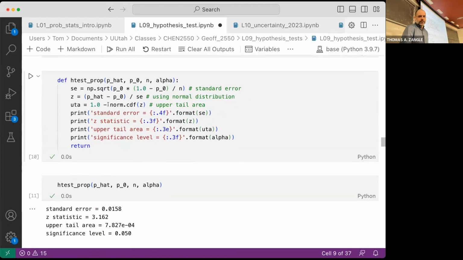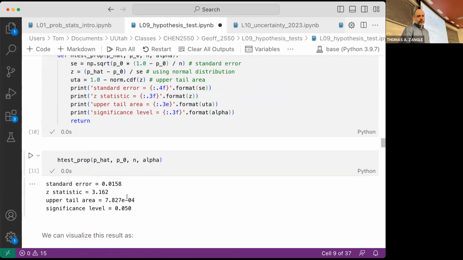And then we defined a function here that calculates those statistics, and we run that function. And our result is that the z statistic now is 3.162. And so the area that we receive, or the p-value that we get, is 7.8 times 10 to the minus 4. We're going to reject the null hypothesis. So because the p-value is less than our significance level, we're going to reject the null hypothesis and therefore accept the claim that the proportion is greater than 0.5.